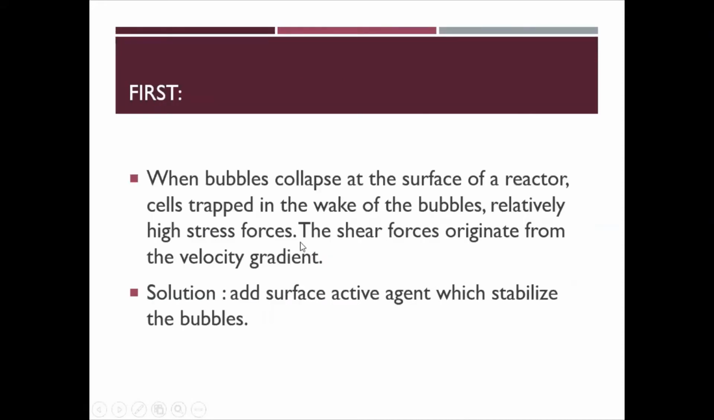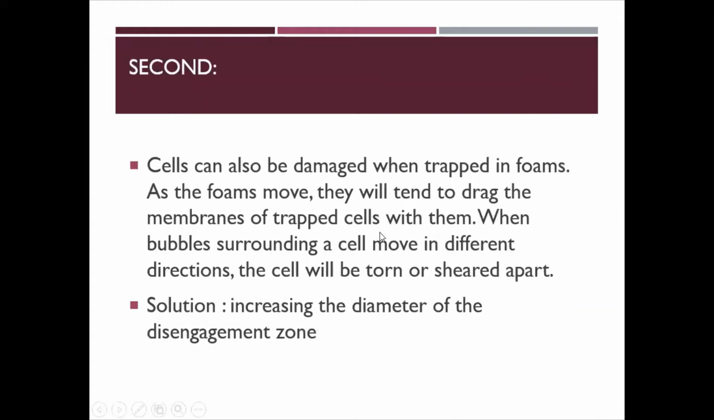If the bubbles collapse at the surface of the reactor, the cells will get trapped onto the bubbles. Now when bubbles are actually getting ruptured, there is a great force with velocity, and that will rupture the membrane of the cells. So what you can do is add certain reagents with low surface tension. Second, the cells can be damaged when they are trapped in the foams.